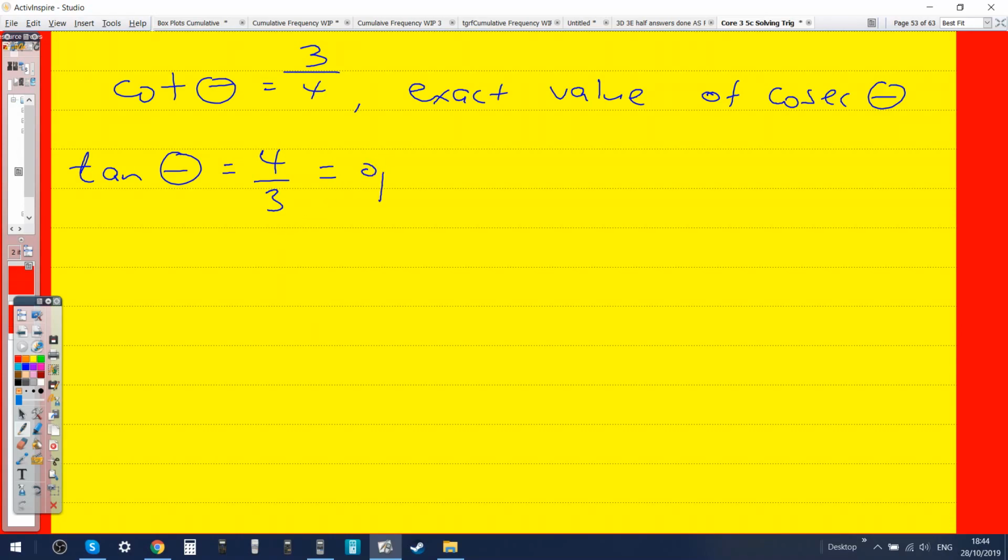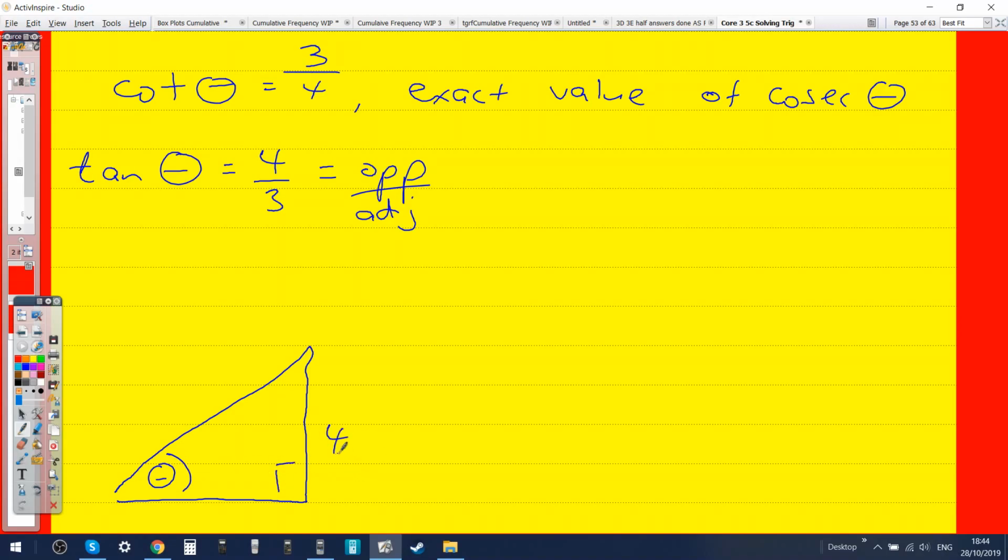And so, opposite over adjacent, we sketch a little triangle, and I'll pick the bottom left corner to be theta. Opposite side is 4, the adjacent side is 3. What is the remaining side? 4 squared plus 3 squared, so 16 plus 9, 25, so 5. And so what is cosec theta?